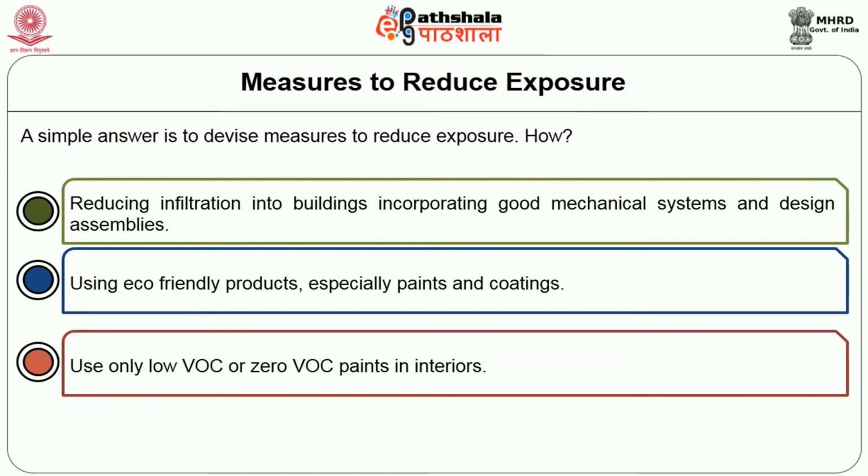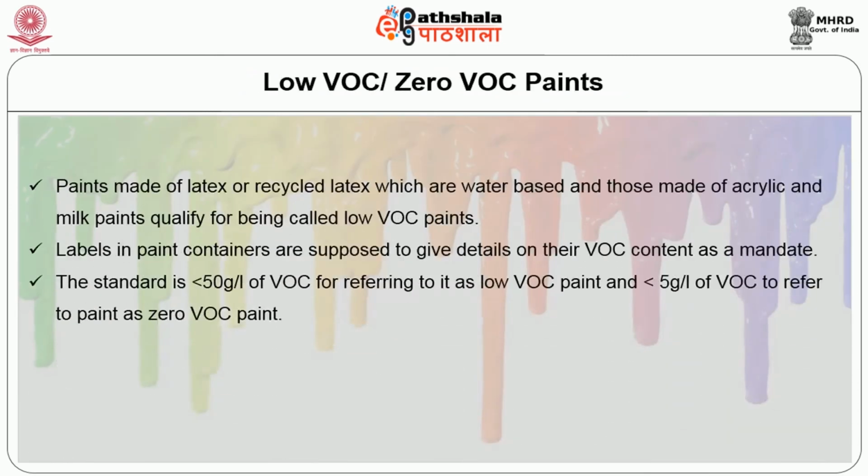But what are low or zero VOC paints? Paints made of latex or recycled latex, which are water-based, and those made of acrylic and milk paints qualify for being called low VOC paints. Labels on paint containers are supposed to give details on their VOC content as a mandate. The standard is less than 50 grams per liter of VOC for referring to it as low VOC paint, and less than 5 grams per liter of VOC to refer to paint as zero VOC paint.